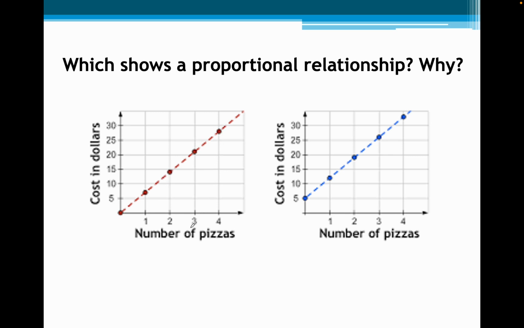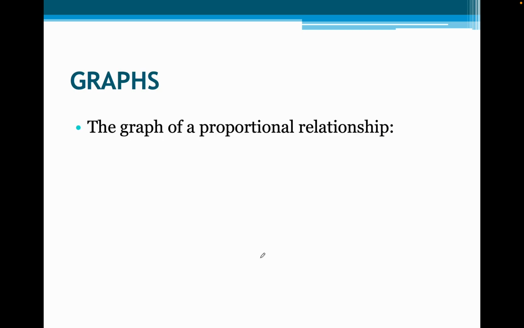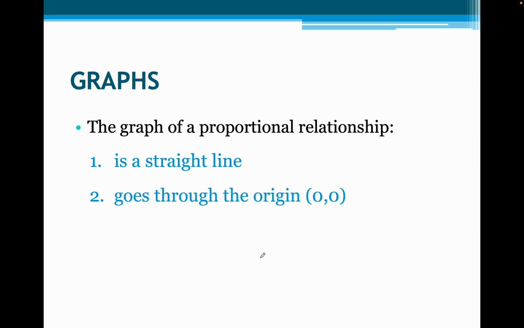The difference between these, however, is that this first graph starts at 0, 0, which means that the relationship is going to start from 0 and increase at a constant rate from 0. This graph starts at 5 and then increases from there, which means that the first value doesn't increase from 0, it increases from 5, which means it is not proportional. We want every point to increase proportionately from 0. So for a graph to be proportional, it must be a straight line, but it also must go through the origin.